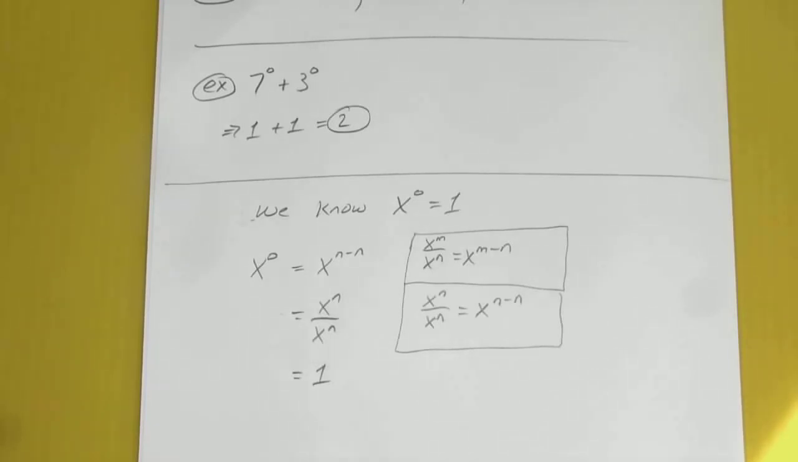I know, looking at it, it's a little bit odd. Anything to the power of 0 should just be 1. It makes more sense when you go back through and say it that way.